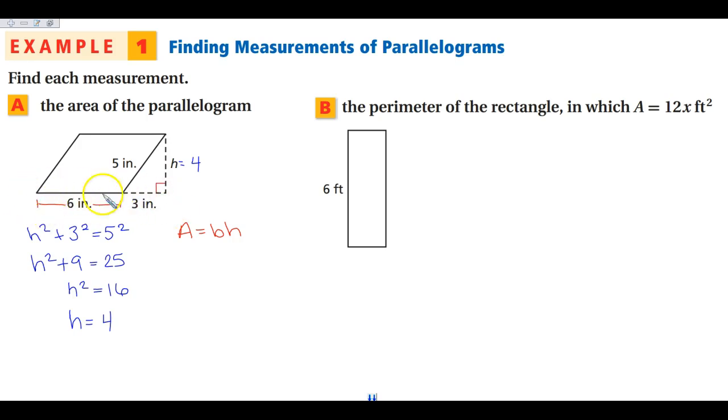Okay, I only want to include what's actually in the figure, and this 3 is the distance on the outside of the figure. So my base is 6, my height is 4. So now I can do 6 times 4, which is 24. Our unit is inches, and when we are doing area, it is inches squared.